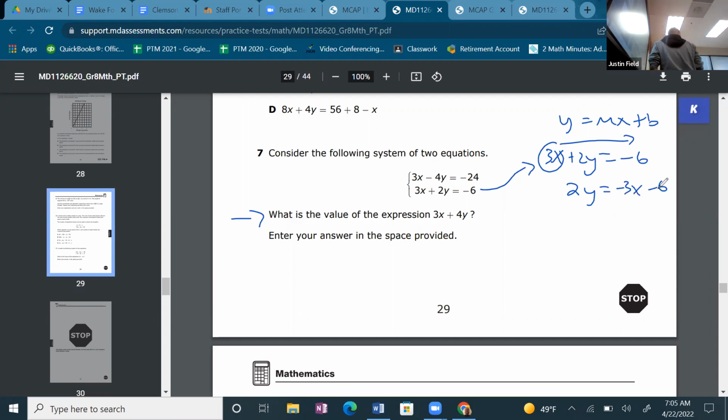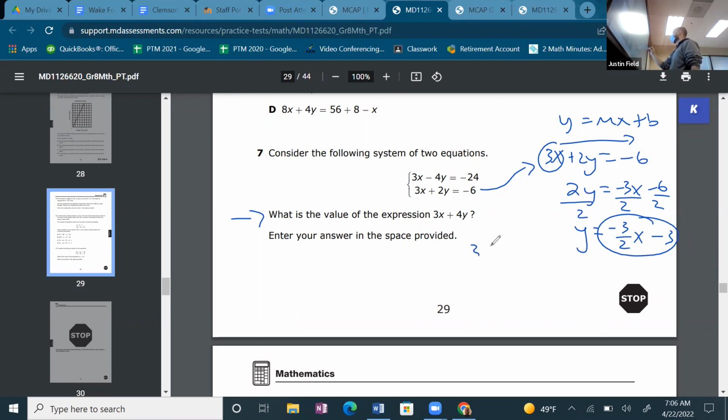You have one more step. What is that step? Divide by 2. So it's negative 3/2 x minus 3. And now, as I said in the first one, we circle the mx plus b part. What's the mx plus b part? Negative 3/2 x. There we go, and we're going to substitute that into the other equation.